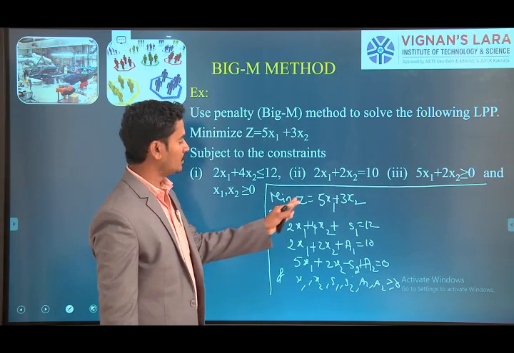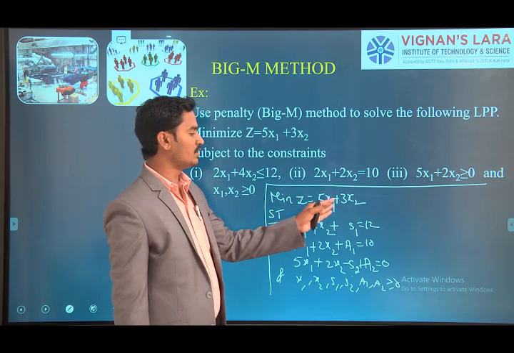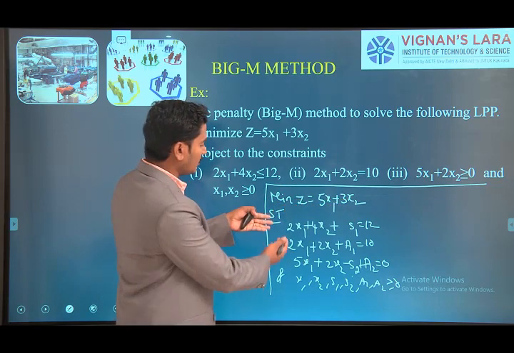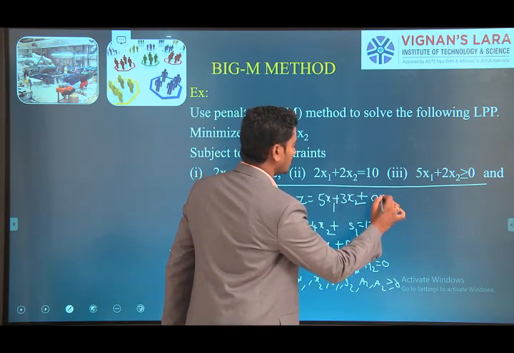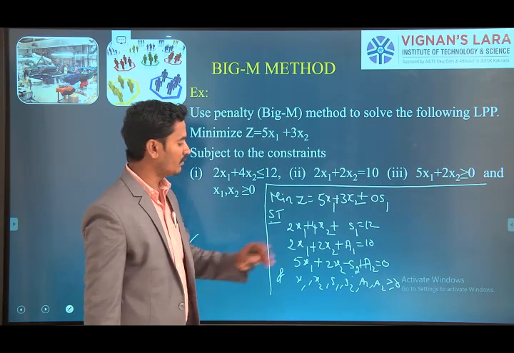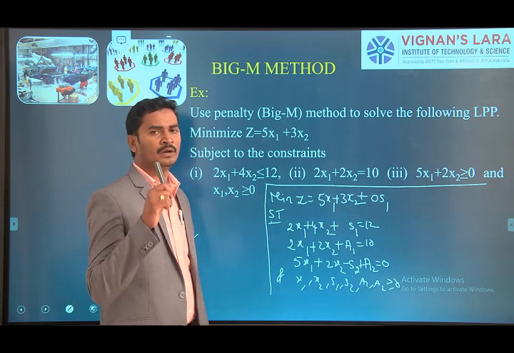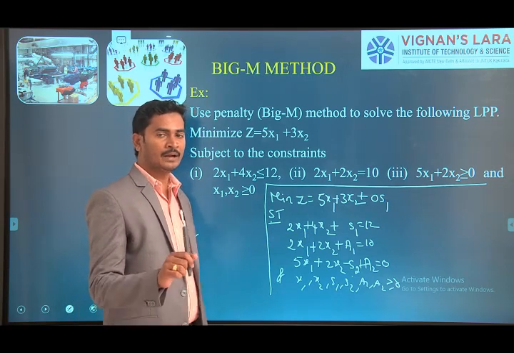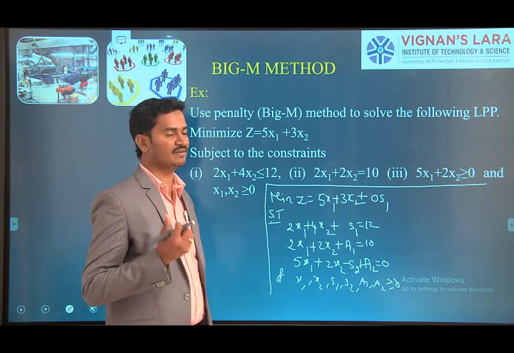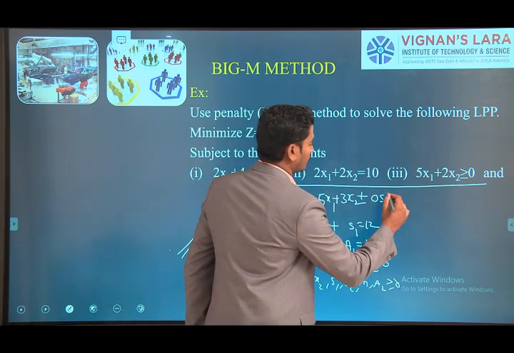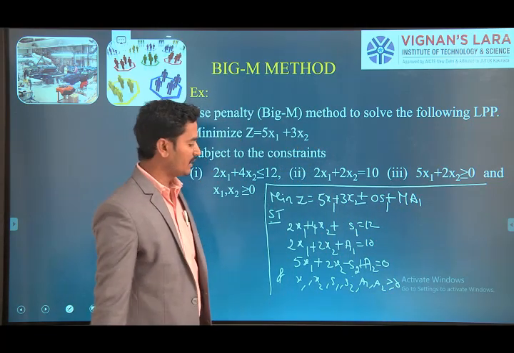Based on this, we are going to develop the objective function. Here minimize Z is equal to 5x1 plus 3x2. Coming to the first constraint, here we have the slack variable, simply taken as 0S1. Next, coming to the second one, here we have the artificial variable. When we have an artificial variable, we have to take the penalty value. Penalty means if it is a minimization type, we take the highest value. That means plus M A1.